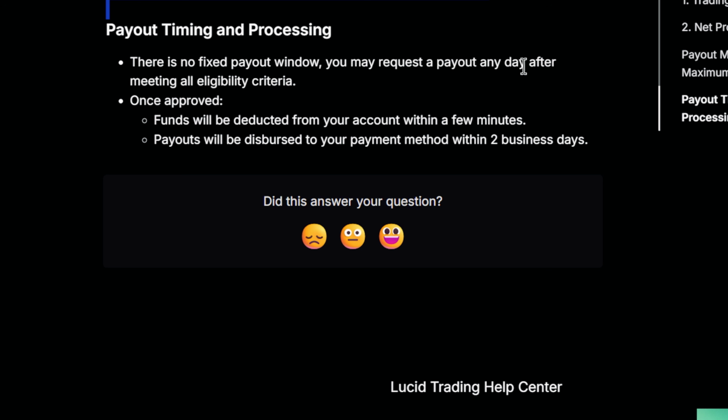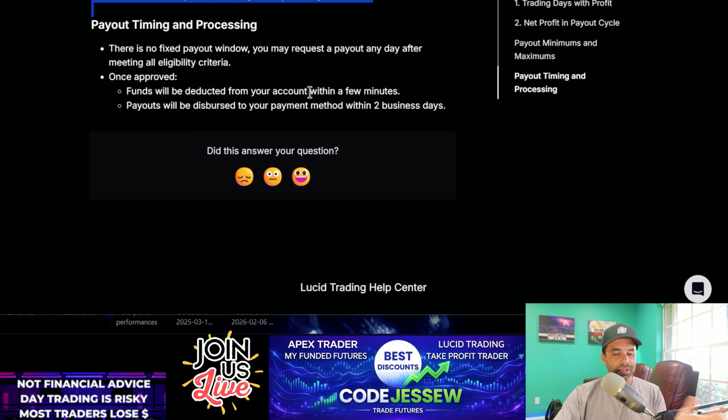There is no fixed payout window. You may request payout any day after meeting all the criteria. Once approved, funds will be deducted from your account within minutes. So be patient. Put in the payout request. Wait a few minutes. Oh, they deducted the money out of my account. Great. Now you can trade.